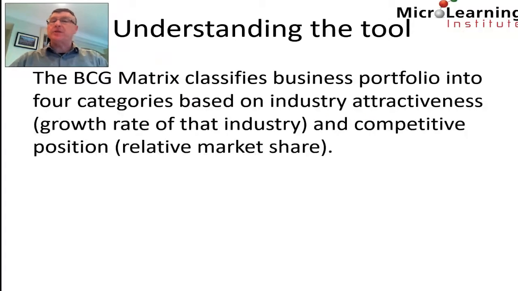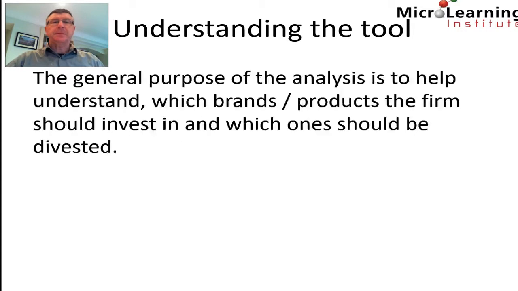The BCG matrix classifies business portfolio into four categories based on their industry attractiveness or the growth rate in that particular industry and the competitive position, i.e. the relative market share within that industry. The general purpose of this analysis is to help understand which brands or products the firm should invest in and which ones should be divested.